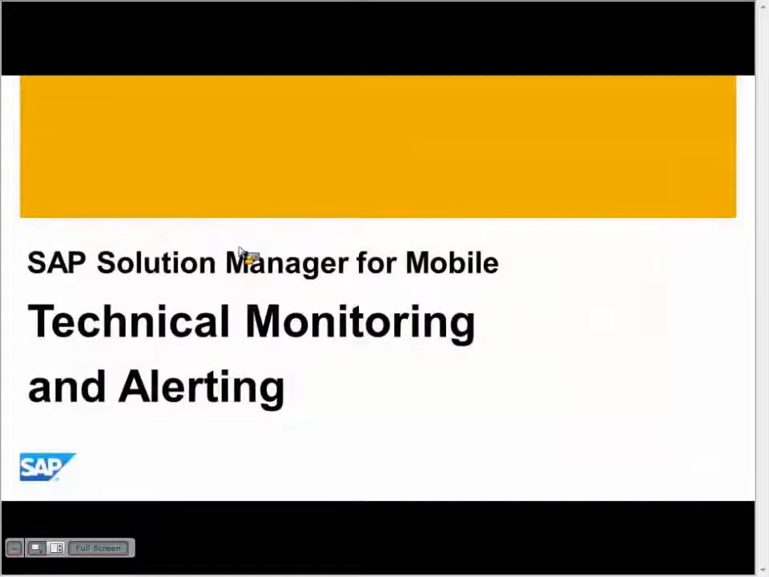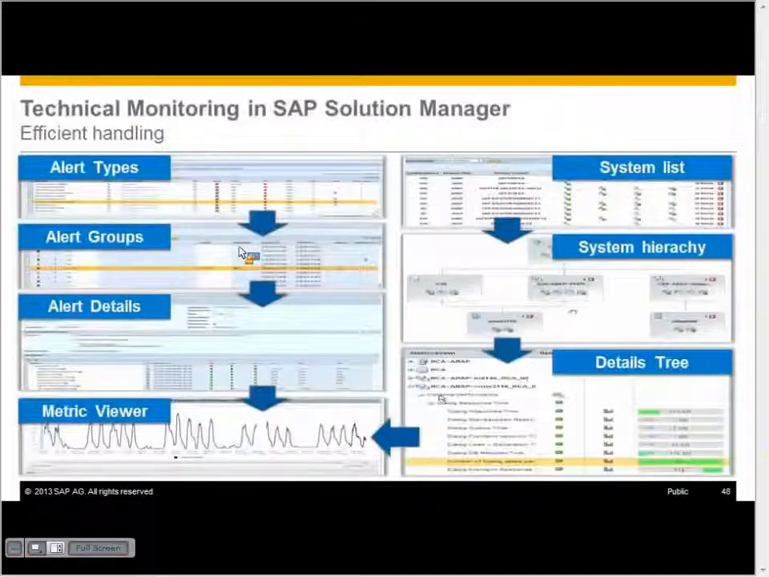So that's the end of the root cause analysis part. Now we'll go into the technical monitoring and alerting part. What is available in technical monitoring? We have the different kinds of alerts we can generate, and we can see system monitoring. We have the unified alert inbox, as I talked about earlier, that shows the different alerts coming in.